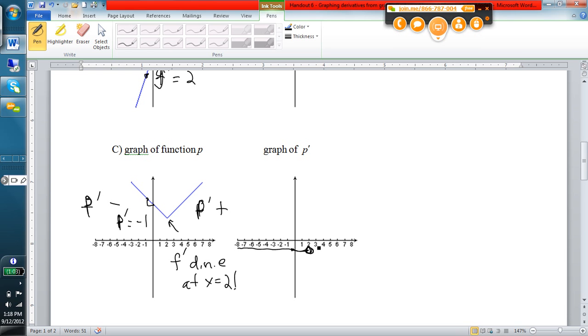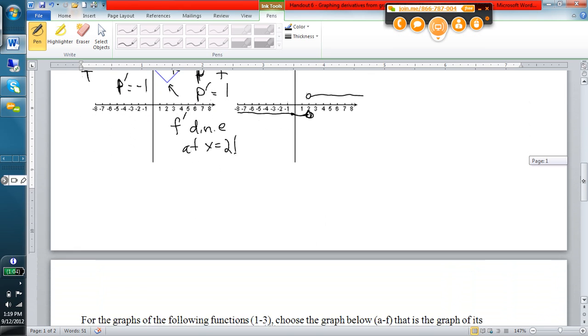Okay? Now what happens after 2, to the right of 2? Well, they turn into positive, and I'm going to say it's about the same, rise over run, but it's a positive 1. So P prime on this side is +1. So where's the graph of P prime located there then? Well, it's up here. So I've got straight lines there, just one that's a negative slope, the other's a positive slope. So one's a horizontal line below the x-axis, the other's a horizontal line above the x-axis. Okay? With me on that?